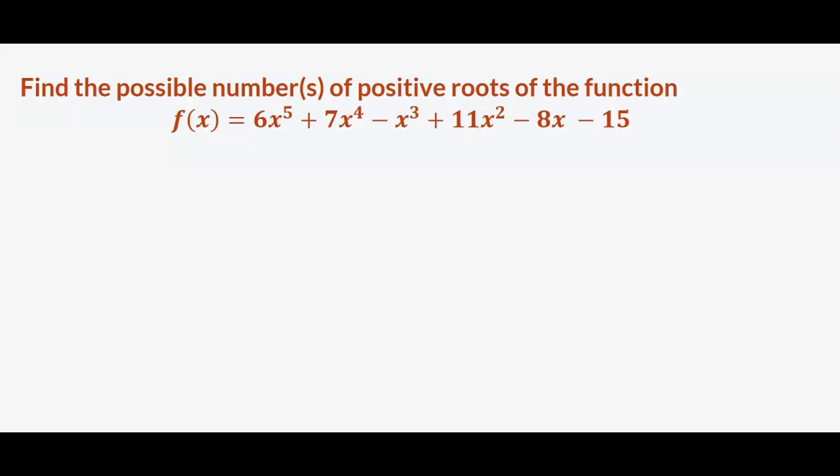Find the possible number or numbers of positive roots of the function. So the first thing we do is write the function. The function is already properly written. I'm going to put a positive here just so that we understand that this is positive. Okay, so this function is 6x to the 5th power plus 7x to the 4th power minus x cubed plus 11x squared minus 8x minus 15. We don't actually care what the value of the coefficient is. We only care about the sign.